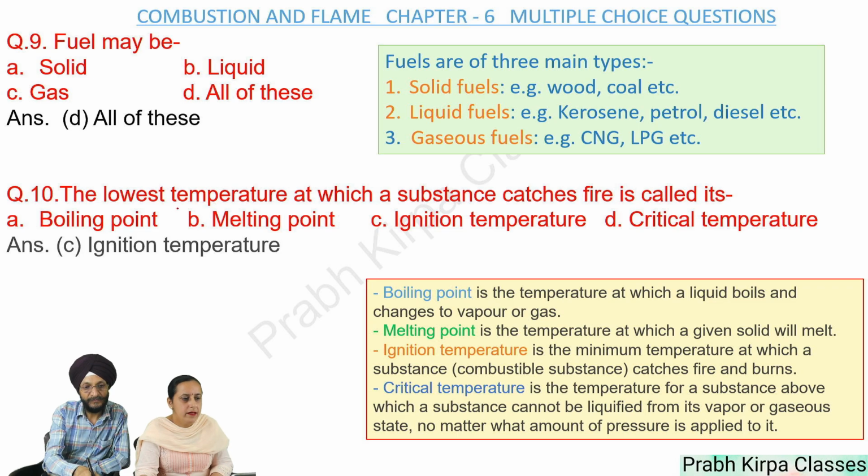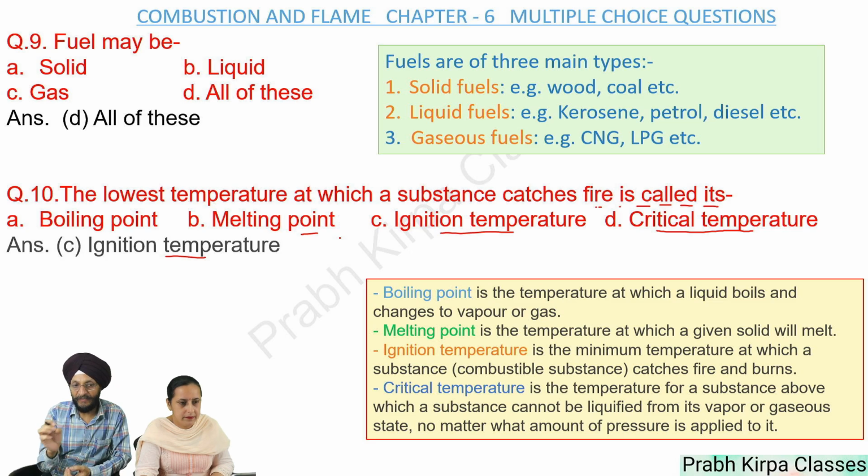Question number 10. The lowest temperature at which a substance catches fire is called its A. Boiling point, B. Melting point, C. Ignition temperature, D. Critical temperature. Answer is ignition temperature. Here we have been given four options, so we must understand what each relevant point pertains to.